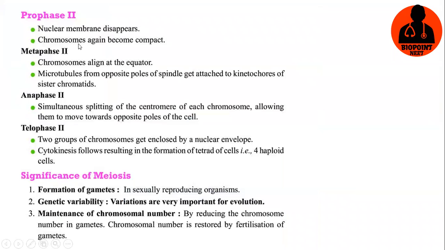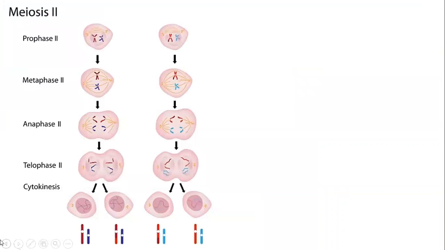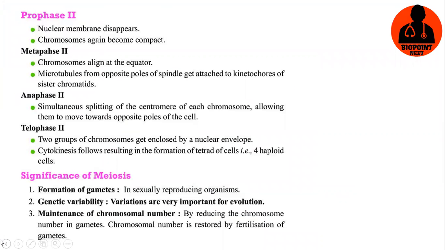Now we are going to learn prophase 2, metaphase 2, anaphase 2, telophase 2, and significance of meiosis, after which the session ends. The last topic of the day. In prophase 2, the nuclear membrane disappears and the chromosomes again start becoming compact.